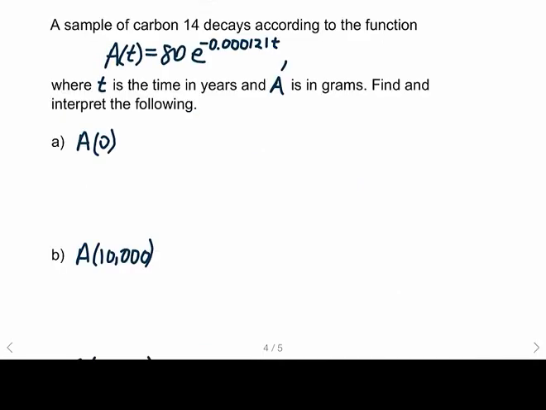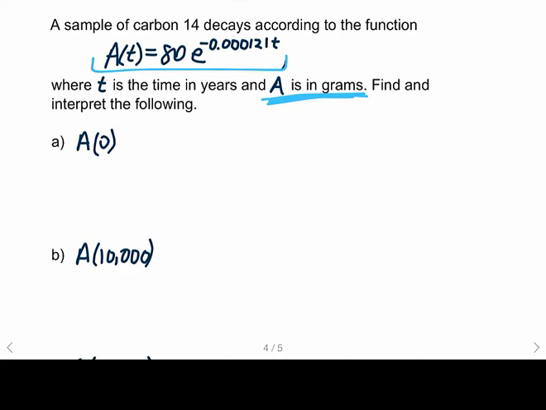A sample of carbon-14 decays according to the function A of t is equal to 80 times e to the negative 0.000121 t, where t is the time in years and A is in grams. This is crazy. Radioactive decay occurs in ways that are predictable. They even build clocks based on it. I don't want to get into all the chemistry. Ask me in class. It's a great discussion. But suffice it to say that the number of grams that one has in a sample that is decaying radioactively is given by this particular formula.